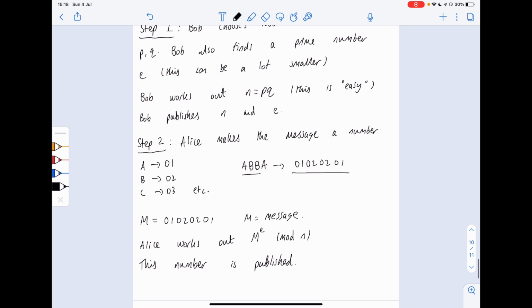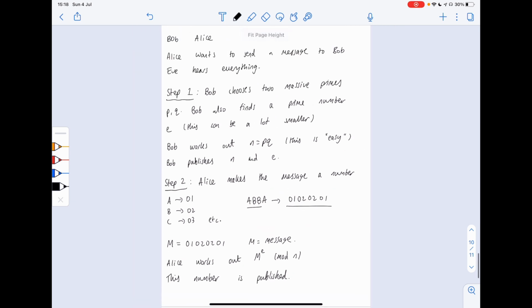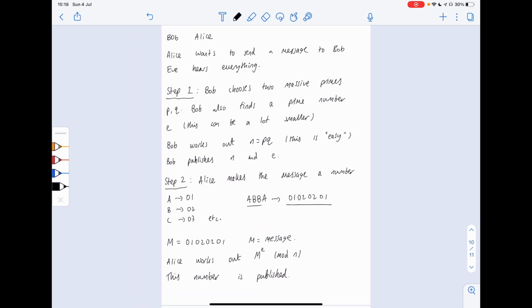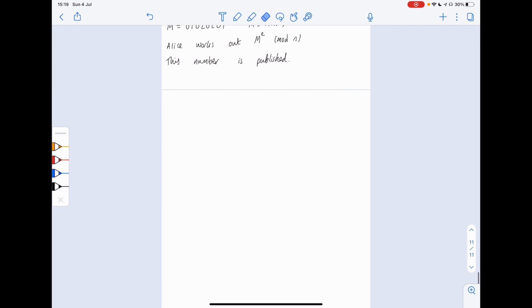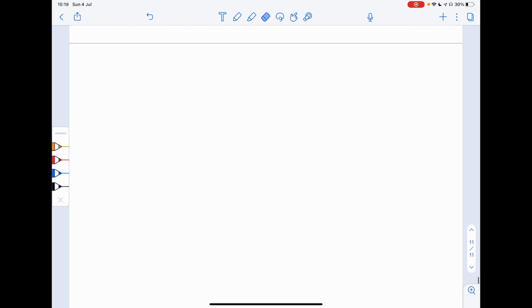So that's step 2. If we just look over it again, everyone heard N, everyone heard E, and everyone knows M to the power of E mod N. But the only person who knows P and Q is Bob still. Alice doesn't know P and Q, and Eve definitely doesn't know P and Q, but Bob does, which is important. So Alice has sent the message.